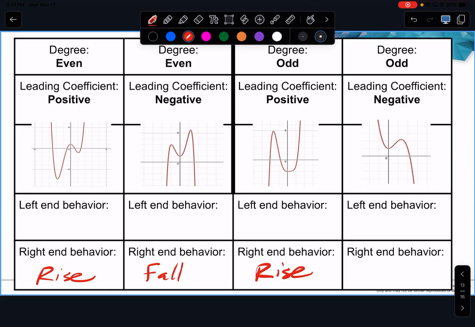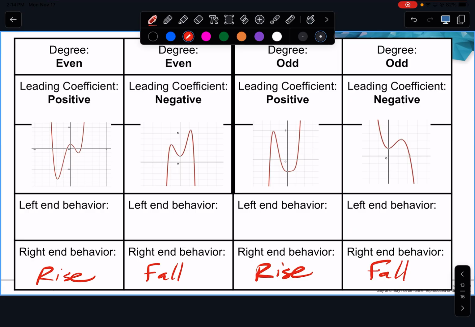So then we can fill the other ones out too. And that's no matter the degree. If the right end is positive, it rises. Or if the degree is positive, the right end rises. If the degree is negative, the right end falls. Or not the degree, the leading coefficient. Mixing up my words. Okay, now for the left end, we look at the degree.